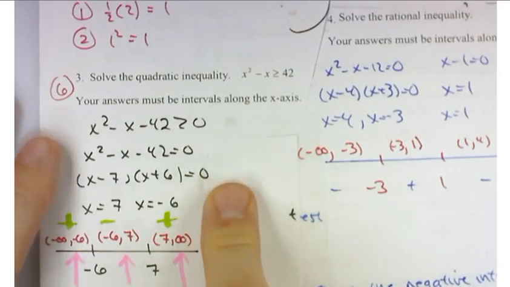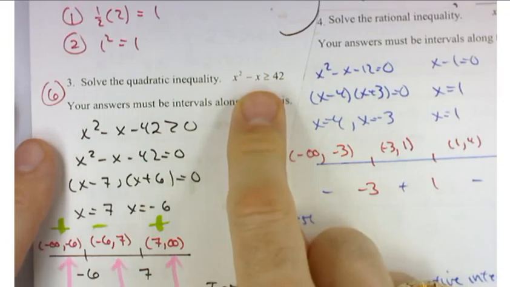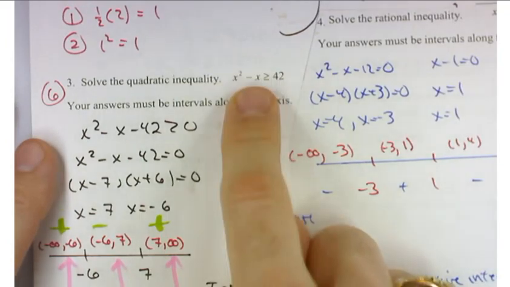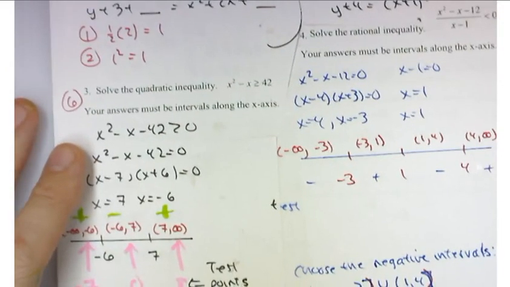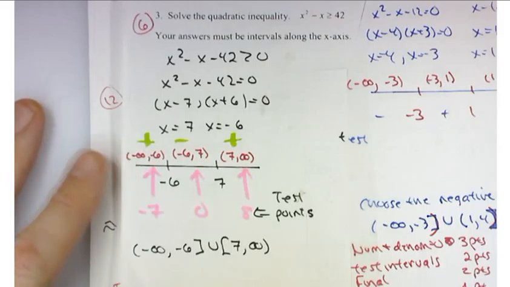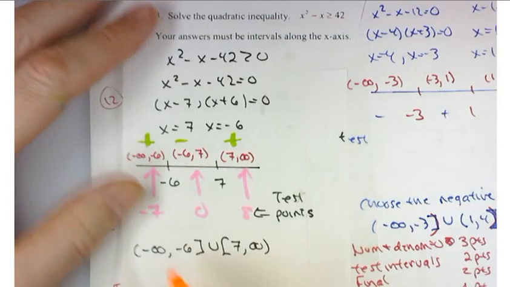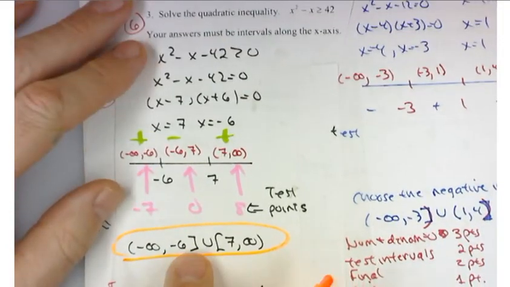So in this case, here's a couple quadratic inequalities. Or this is a quadratic inequality, this is a rational inequality. Make sure that you can solve these, and your answers should be in interval form. So that's exactly what you have on problems 3 and 4. Solutions in interval form.